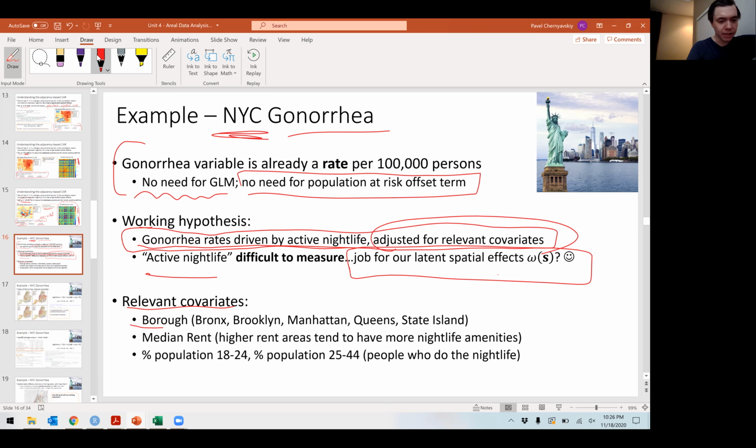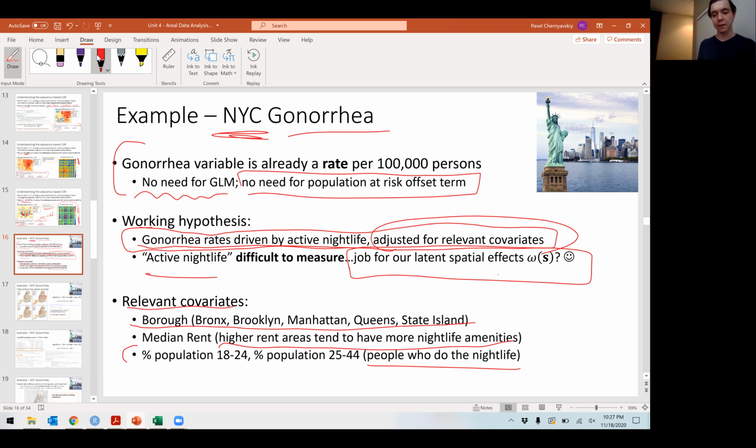Borough is a simple one: Bronx, Brooklyn, Manhattan, Queens, or Staten Island. Median rent I'm including because I think higher rent areas might have more nightlife amenities. That makes sense. People tend to live a little bit more to be around restaurants and clubs, etc. And now I'm including the population who do the nightlife.